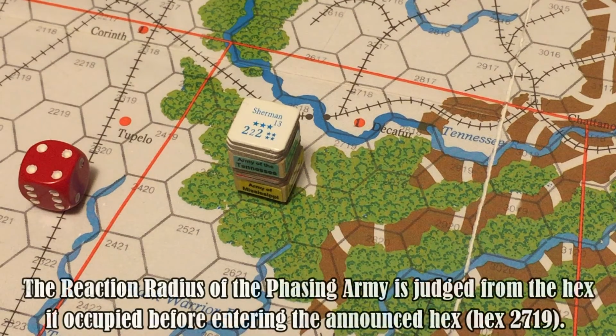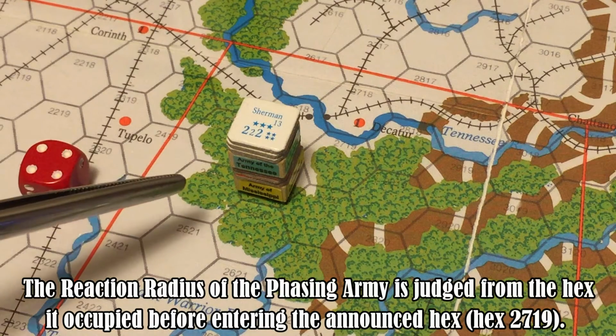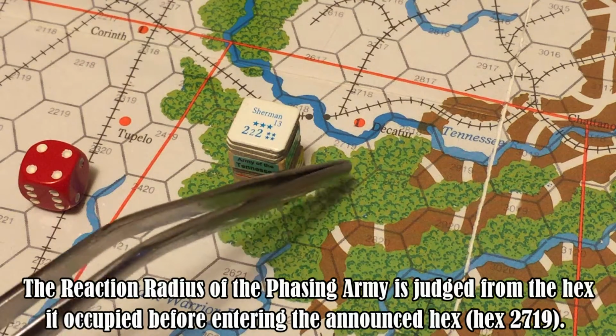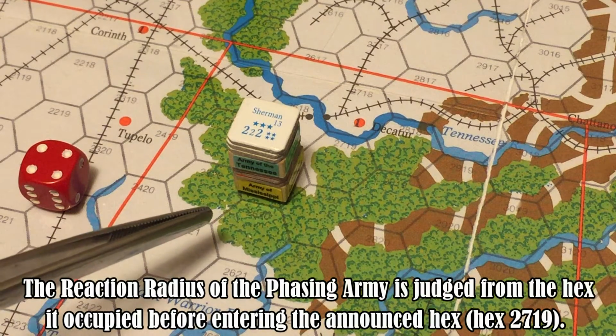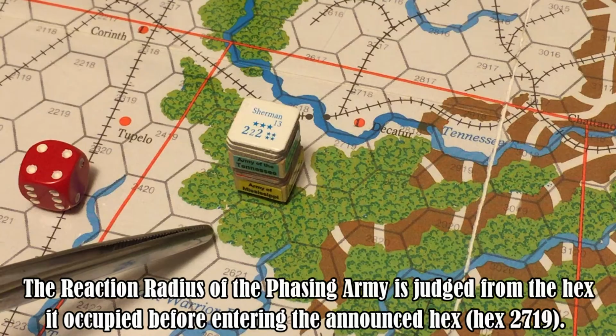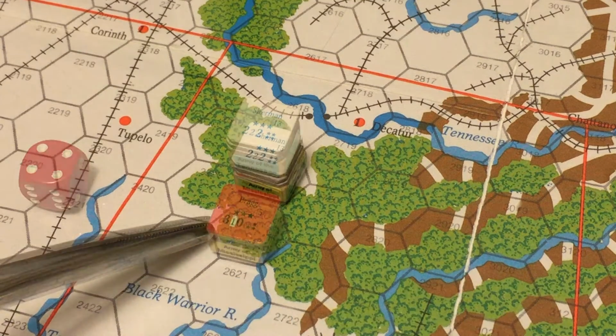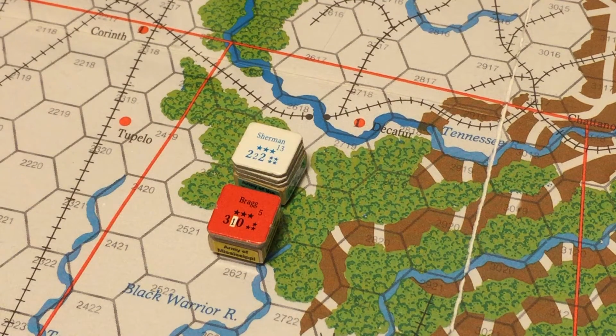The roll is a 4, so the Army of Mississippi successfully reacts, and Bragg does not want battle where he is. So the Army of Mississippi cannot react into the hex from which Sherman moved into, so it will move to this hex. And Sherman has used 2 of his 4 movement points.